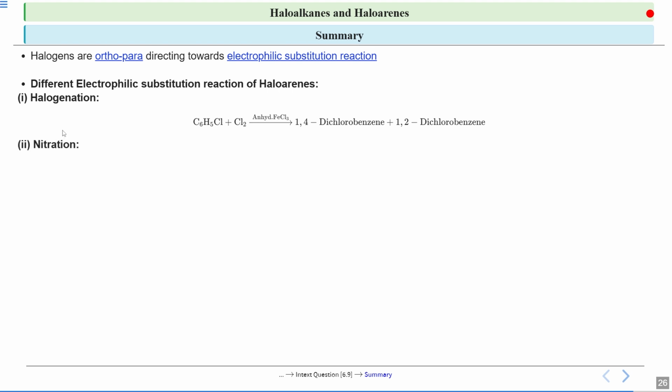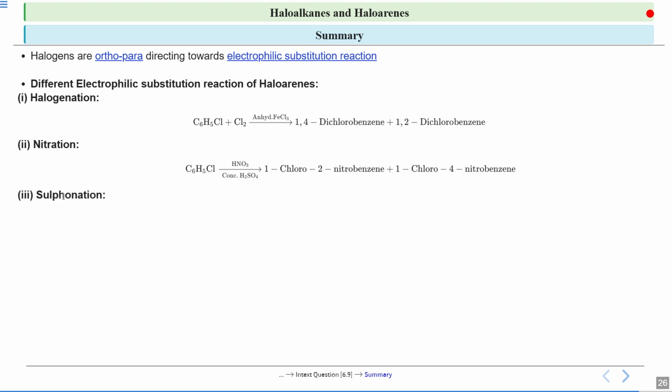The second type of reaction is nitration, where the NO2 group is attaching to your haloarene compound, and giving you nitro substituted para-nitro and ortho-nitro products. The para-nitro substituted product is major and the ortho-nitro substituted product is minor. This reaction is happening in presence of HNO3 and concentrated H2SO4. Here NO2 positive is acting as an electrophile.